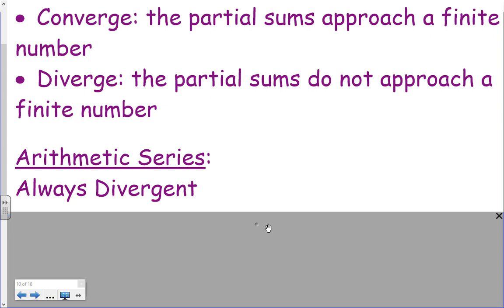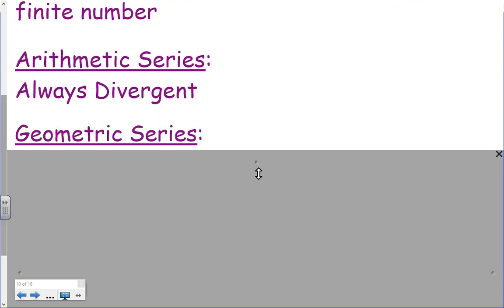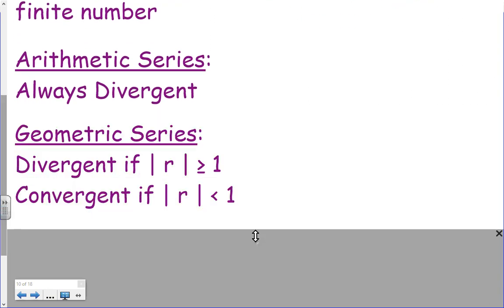With the geometric, it's a slightly different story. It depends on the value of your common ratio r. Sometimes your geometric series will diverge, and sometimes it will converge. Your geometric series is divergent if the absolute value of r, which could be positive or negative, is greater than or equal to 1, then it's divergent.